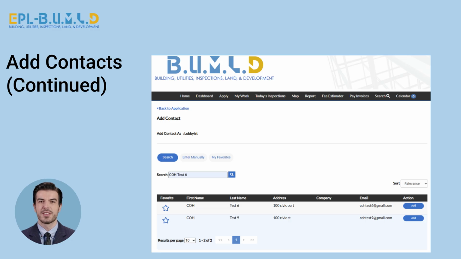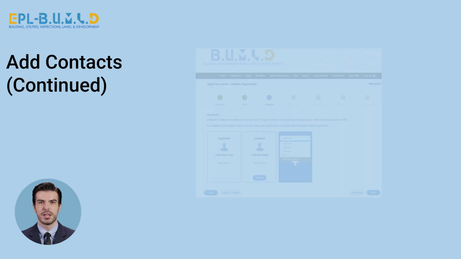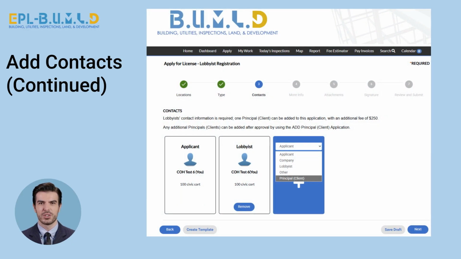In this case, the desired lobbyist is the first name on the list. To add the lobbyist as a contact, click the Add button in the row containing the name of the desired lobbyist. The system returns to the Contacts page and has attached the lobbyist information to the respective box. Next, I'm going to add a principal.